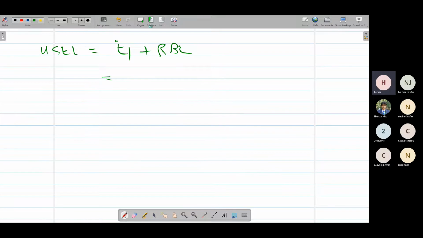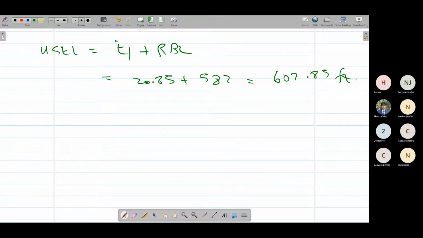So E1 we have 20.85. This we have 582. So if we add them, we'll get approximately 602.85. So this is our upstream energy level.